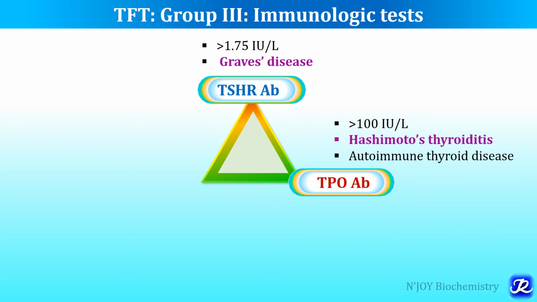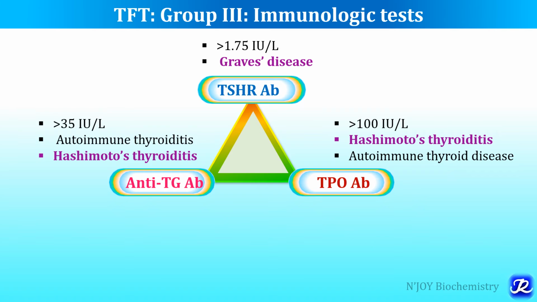Second, TPO antibody. It is indicative of Hashimoto's thyroiditis or autoimmune thyroid disease, and if it is more than 100 international unit per liter, it is indicative of Hashimoto's thyroiditis, which is the most common cause of primary hypothyroidism. Antithyroglobulin antibody more than 35 international unit per liter indicates autoimmune thyroiditis or Hashimoto's thyroiditis. And these antibodies can be detected with the help of techniques like ELISA and electrochemiluminescence immunoassays.